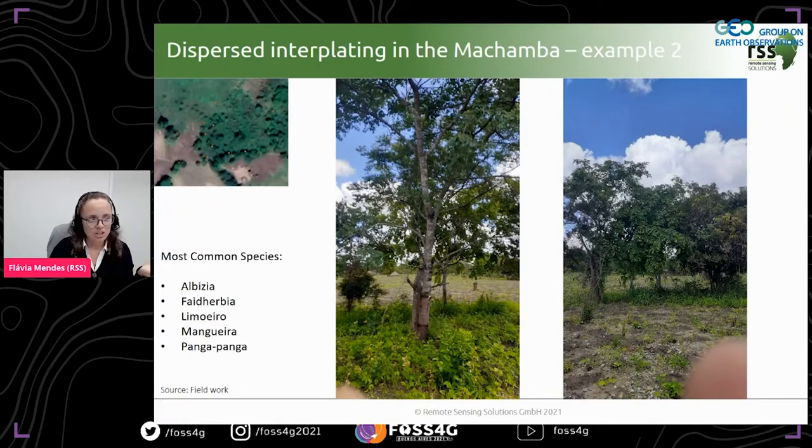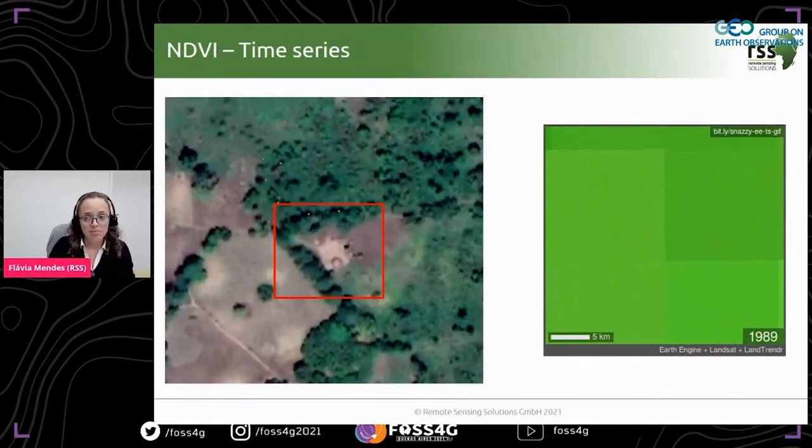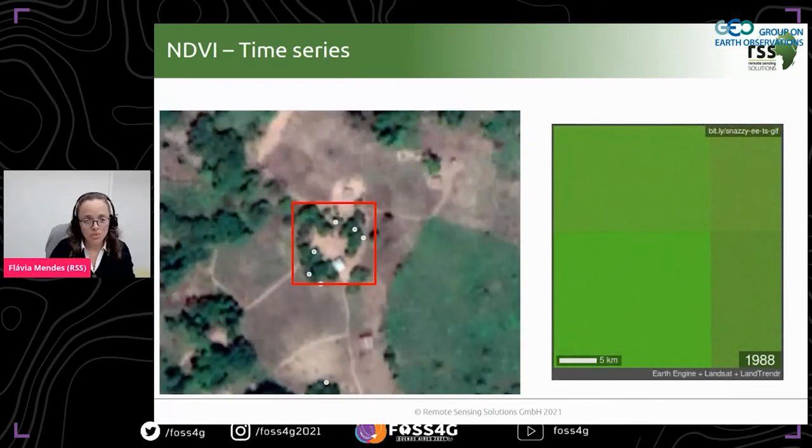With this challenge, what could be the next approach? We thought we could work with trend analysis. As we have such a huge time series from Landsat, we could do a change trend analysis, trying to identify whether there was a difference in the NDVI in the pixel where the tree was planted. In this case it's very hard, because here we only have two points within this pixel. But in some cases we could have a good result, because we have more agroforest points, more trees planted. Let's say that in 2002 we have only soil, and then they plant the trees, and after 10 years, or 8 years depending on the species, we can start to see an increase in the NDVI value.